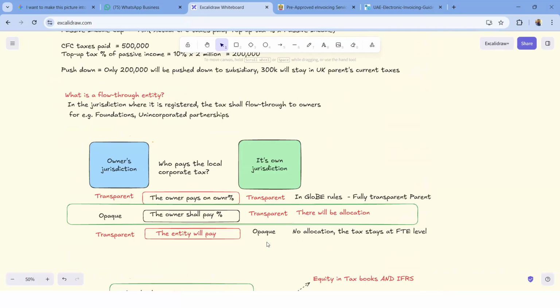Okay, this is not a stateless entity because in its own jurisdiction it is opaque. But in this particular case, it is opaque in the owner's jurisdiction but transparent in its own jurisdiction, which means the jurisdiction where it is located does not consider it to be a resident. In such an instance, it would be a stateless entity.